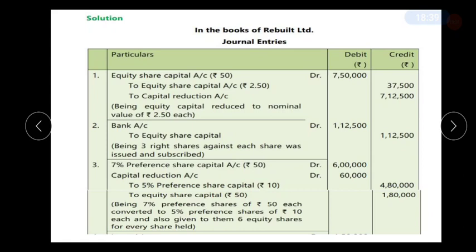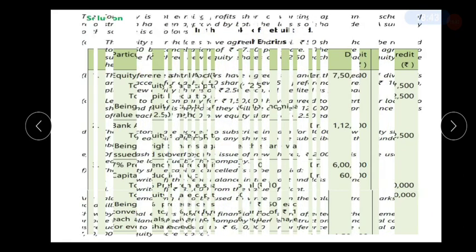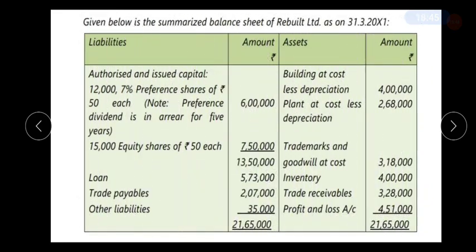And they are going to get 6 equity shares for every one old preference share. So how many old preference shares were there? There were 12,000 old preference shares of rupees 50 each. For every one preference share, they are going to get 4 new preference shares. That means for 12,000 preference shares, they are going to get 48,000 new preference shares.